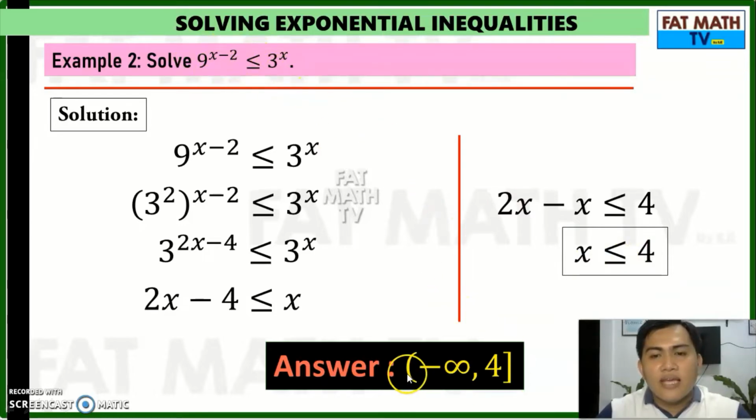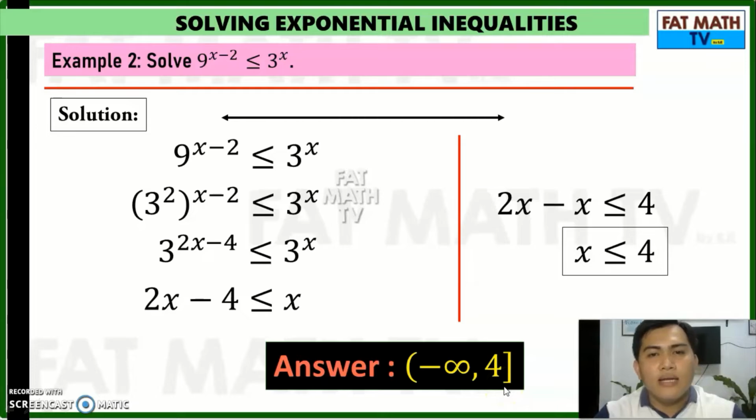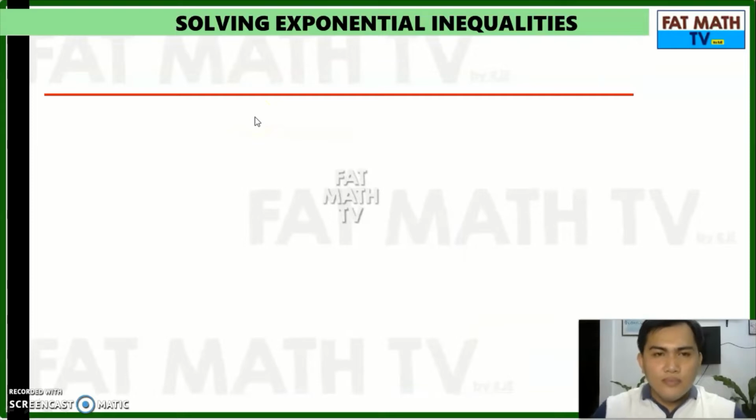In interval notation, that is from negative infinity to positive 4, with a bracket on positive 4 because 4 is included in the solution set. On the number line, you draw 4 with a solid circle and all the numbers to the left of 4. Okay, let us have our third example.